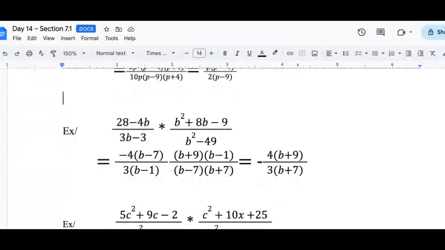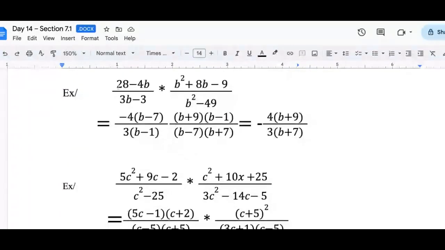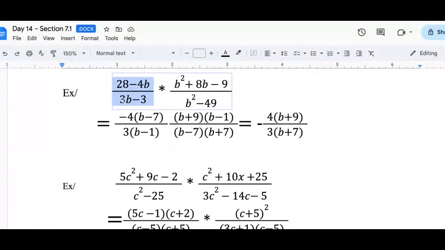Feel free to jump in when you have questions. Let's see this one: 28 minus 4b divided by 3b minus 3. We want to put those two in factored form. So obviously, we see the numerator has negative 4 as a common factor. Then we have b minus 7, because negative 7 times negative 4 is positive 28. Then for 3b minus 3, we want to factor out 3, so 3 times b minus 1.